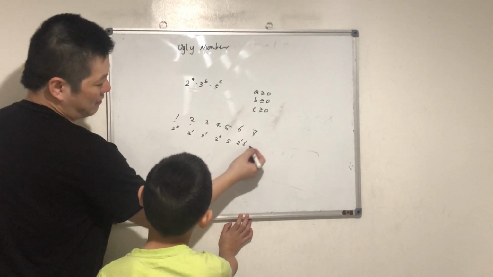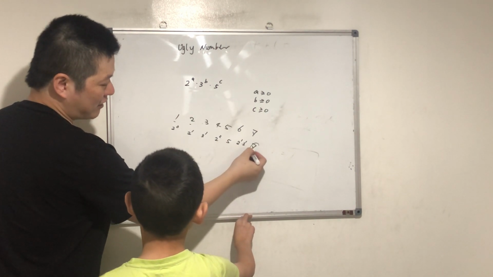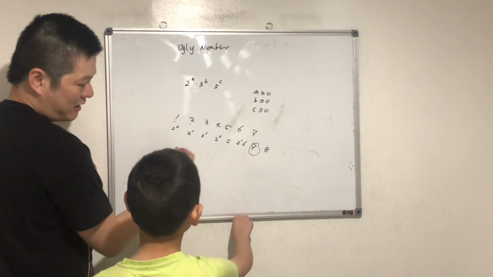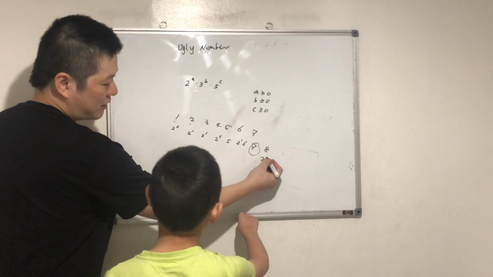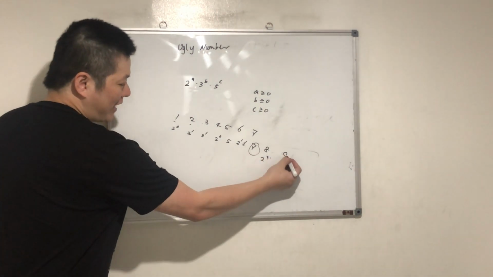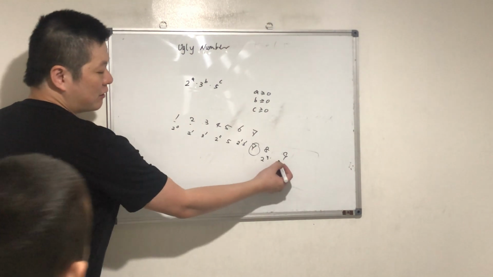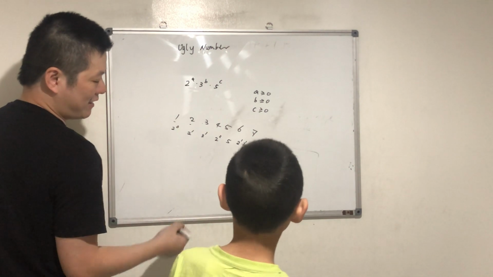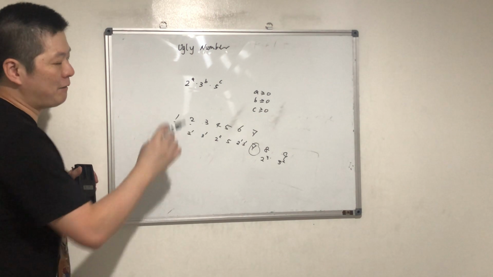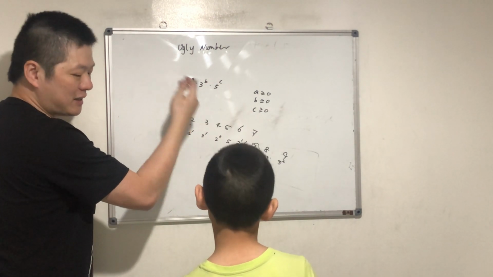7 is not an ugly number, because it cannot be expressed with the factors 2, 3, 5. 8 is 2 to the power of 3, so it's an ugly number. 9 is 3 to the power of 2, so it's an ugly number. If a number's prime factors are only 2, 3, or 5, it doesn't have to include all of them together. It's just 2, 3, or 5.